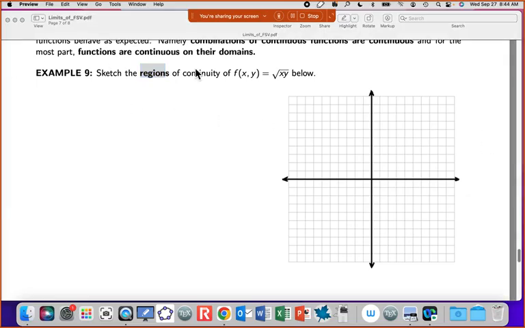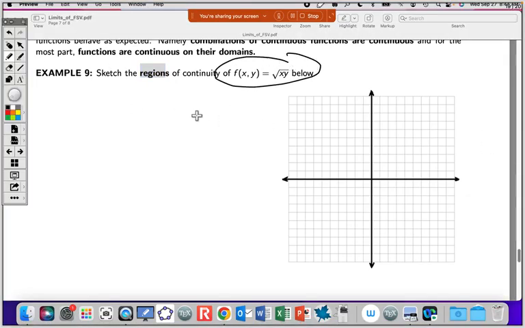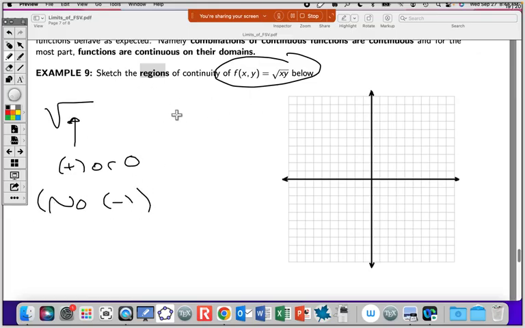So for example, if you want the regions of continuity for f of xy equals square root of xy, we would just look for the domain. If I want this to be defined, whatever goes into that square root has to be positive or 0 to make sense. There can't be any negatives under there. So that would mean x times y is bigger than or equal to 0. And so we have to think, where is x times y bigger than or equal to 0?